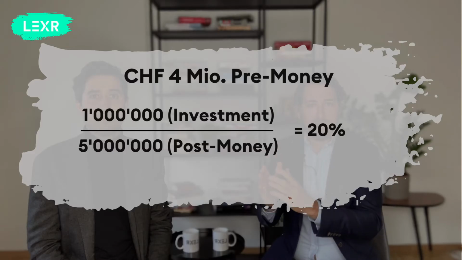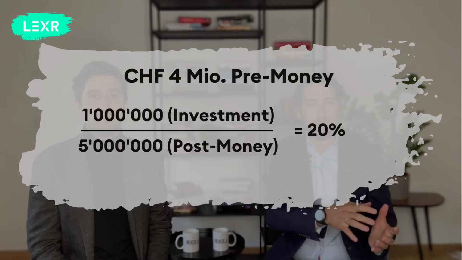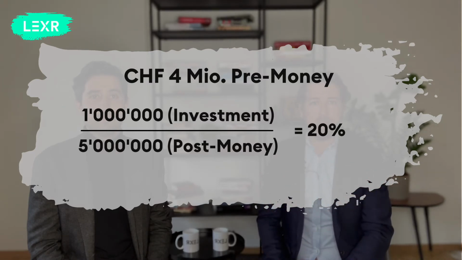Okay, so I always get confused with these things. To make a concrete example, if I invest 1 million Swiss francs into your legal tech startup at, let's say, a valuation of 4 million, how many percent do I get? So first of all, I would be very gracious that you invest 1 million Swiss francs in my company. With a 4 million pre-money valuation, the post-money valuation would be 5 million. So dividing your investment of 1 million by the post-money valuation would give you 20%.